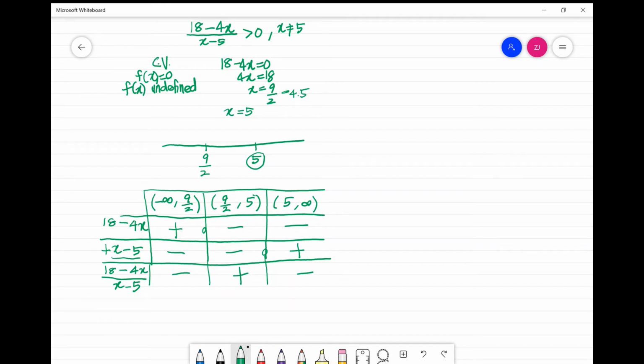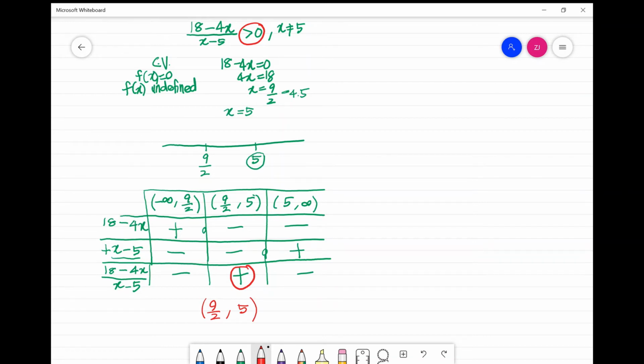And lastly, which sign do we circle? Because we want greater than 0, we circle the positive sign. So which means we have the answer 9 over 2, 5. Okay, so this is the answer for the first sign table.